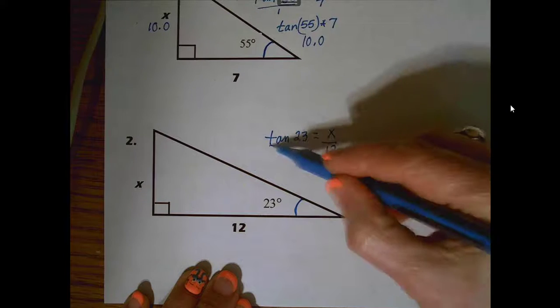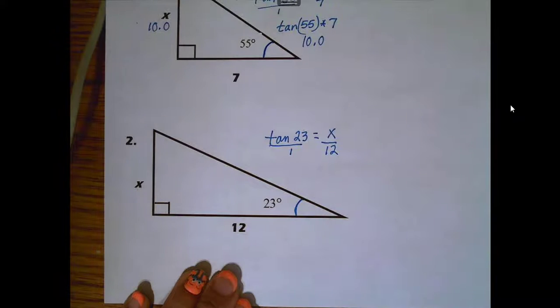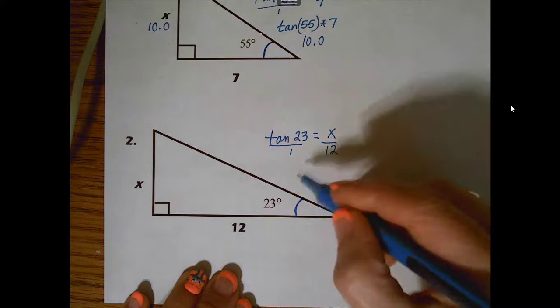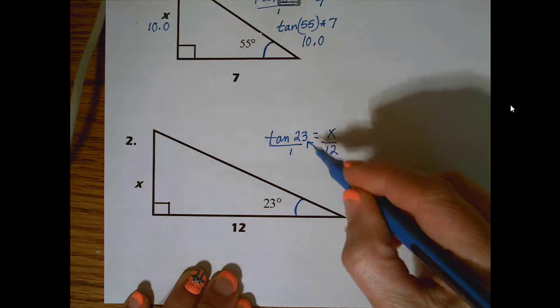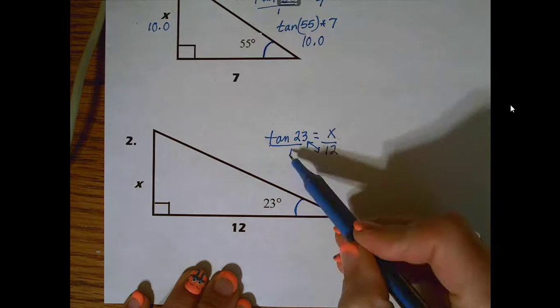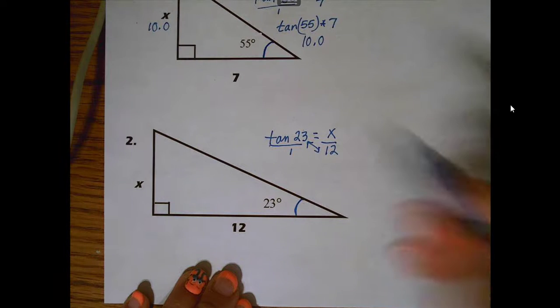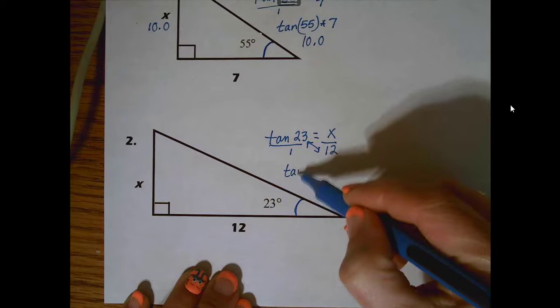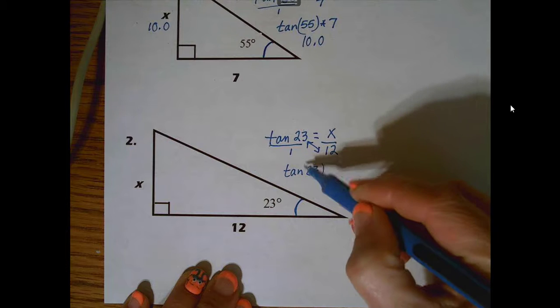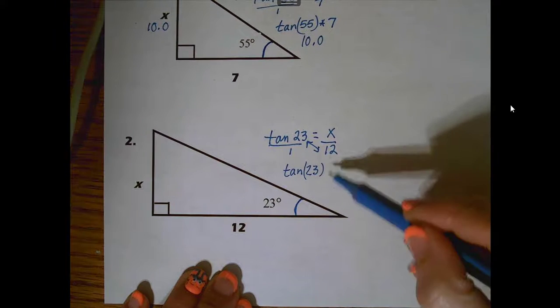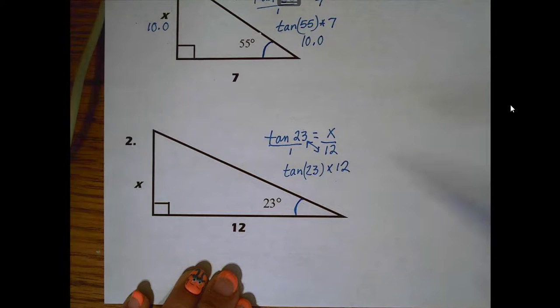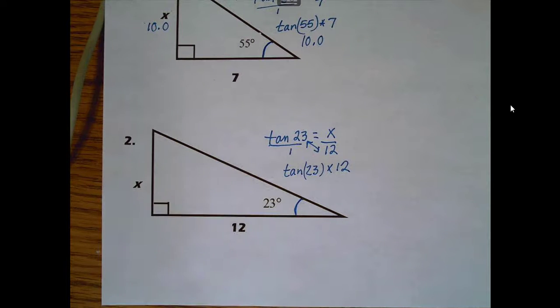Put a 1 underneath here. So how we type it in, we're going to cross multiply. And of course, anything times 1 is itself. So once we multiply that, we're going to have our answer. So we're going to type it in, tan 23. Make sure you have those parentheses, times 12. All right, let's see what we get this time.